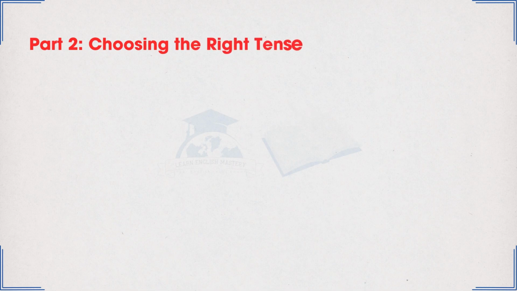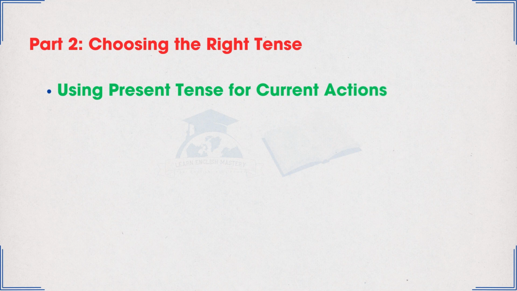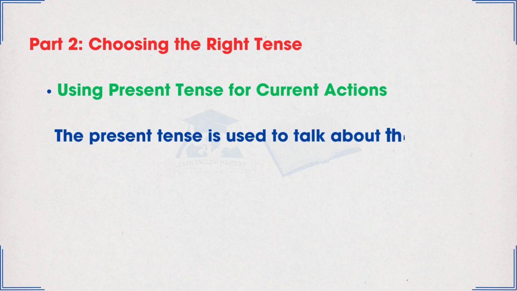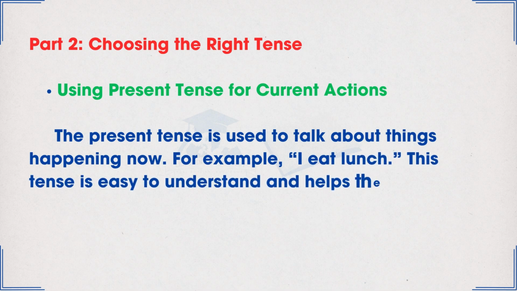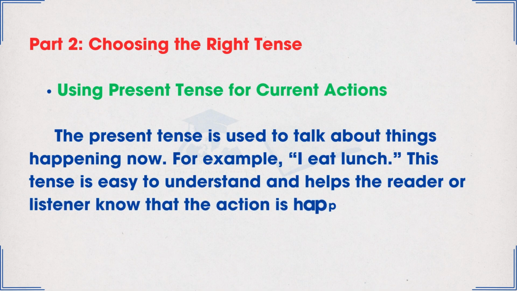Part 2. Choosing the right tense. 1. Using present tense for current actions. The present tense is used to talk about things happening now. For example, I eat lunch. This tense is easy to understand and helps the reader or listener know that the action is happening now.